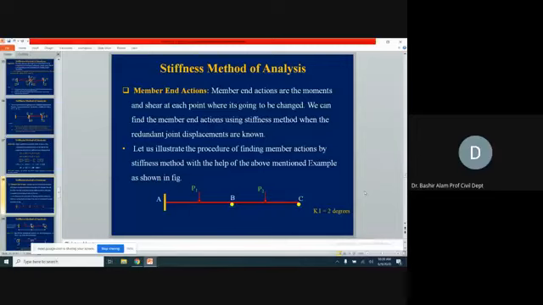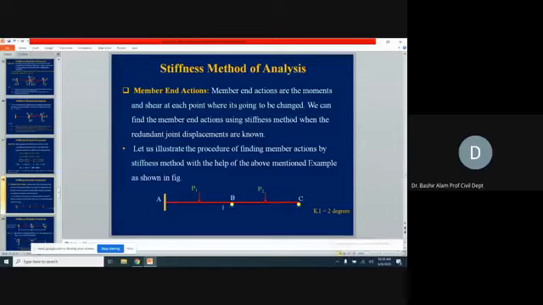Member end actions are the moments or shear at each point where it is going to change. We can find the member end actions using the stiffness method when the redundant joint displacements are known. Now let's illustrate the procedure of finding out member end actions by the stiffness method with the help of the above mentioned example as shown in the figure.